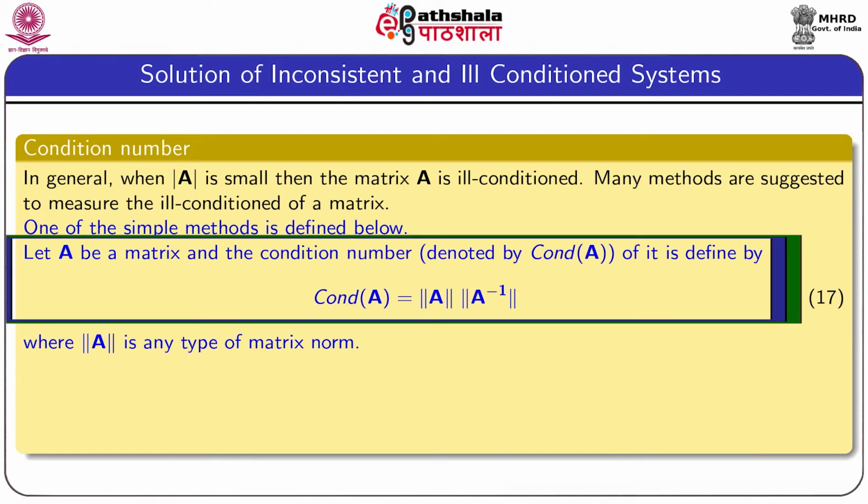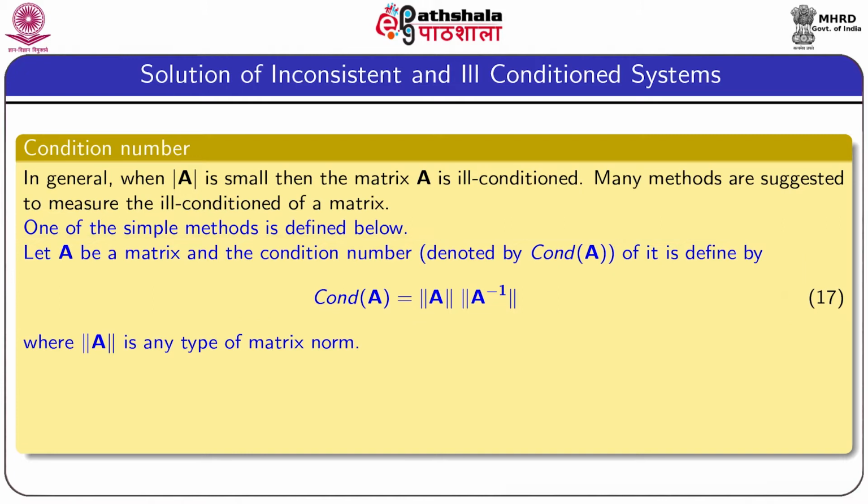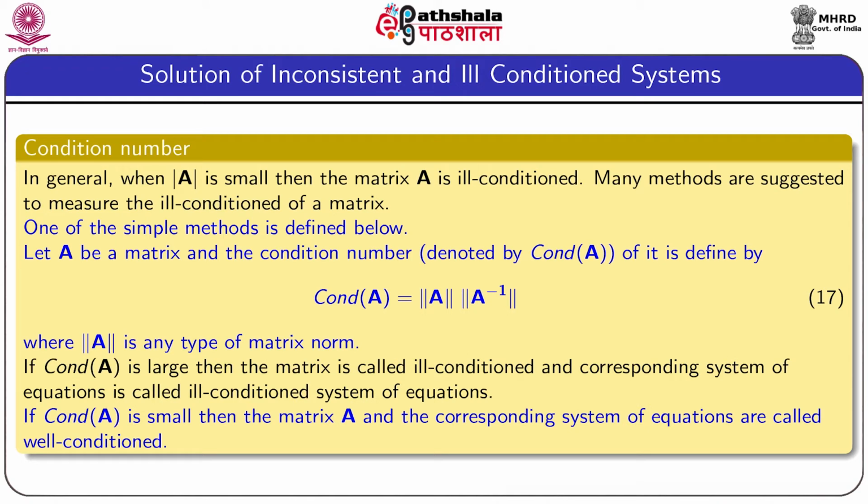Let A be a matrix and the condition number, denoted by cond A, is defined by cond A equal to the norm of the matrix A times the norm of the matrix A inverse. If cond A is large, then the matrix is called ill-conditioned and the corresponding system of equations is called an ill-conditioned system of equations. If it is small, then the matrix is called a well-conditioned matrix and the corresponding system of equations is called a well-conditioned system of equations.